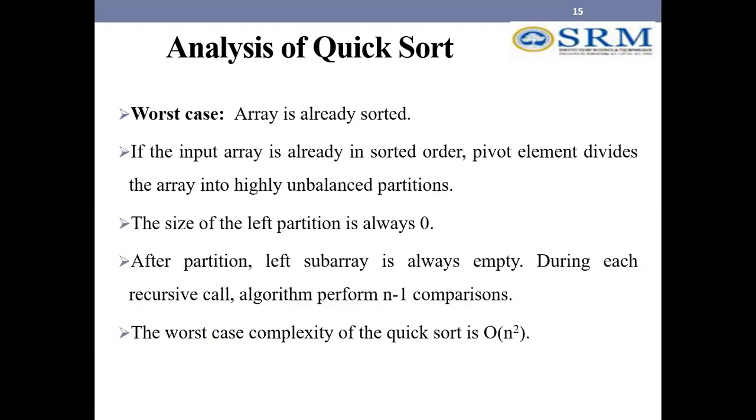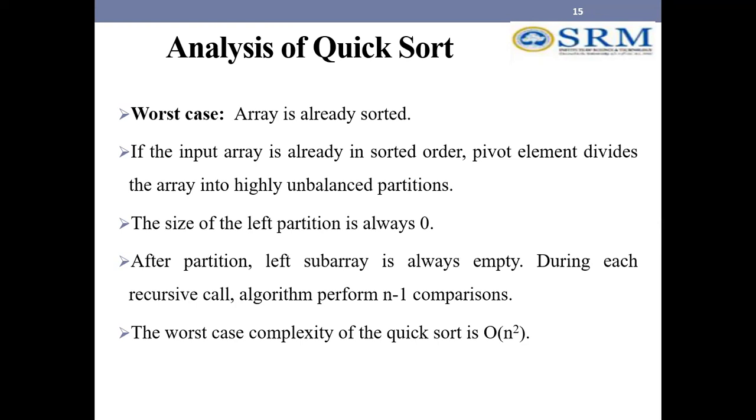And what is the worst case? If the input array is already in sorted order, the pivot element divides the array into highly unbalanced parts. So the size of the left subarray need not be equal to the size of the right subarray, because the pivot element splits the array into two unequal or equal parts. Here the array is not divided into two equal parts like MergeSort. So the size of the left partition is always 0.